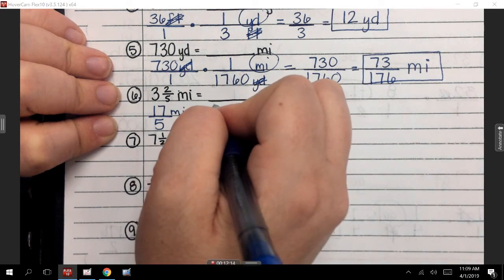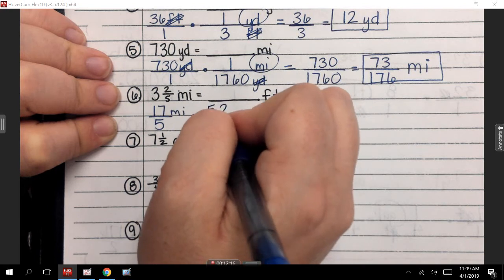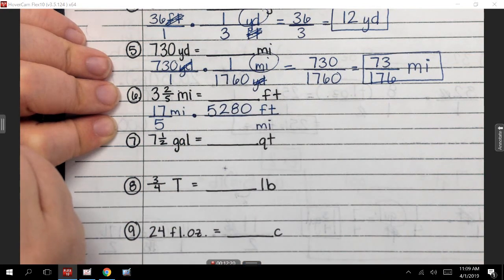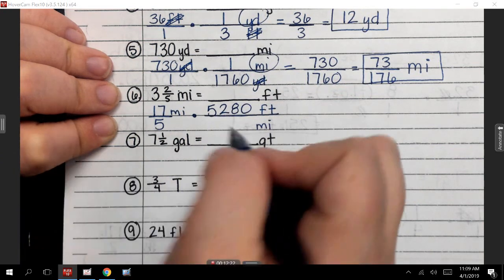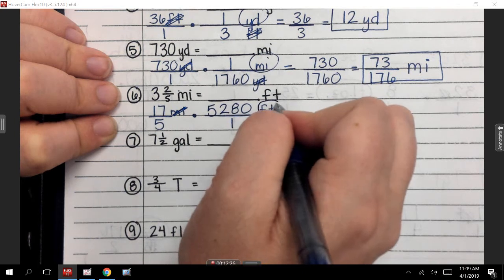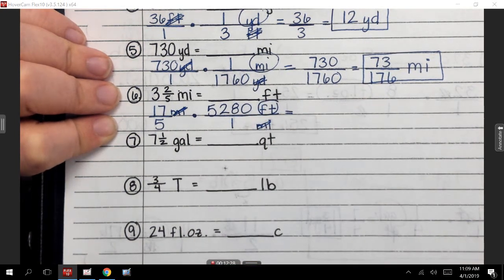Not 1,000, but 5,280. What goes next to my miles? 1. Okay? Miles go away. Leave me with feet. Equals. Ooh, I'm going to need a big calculator.